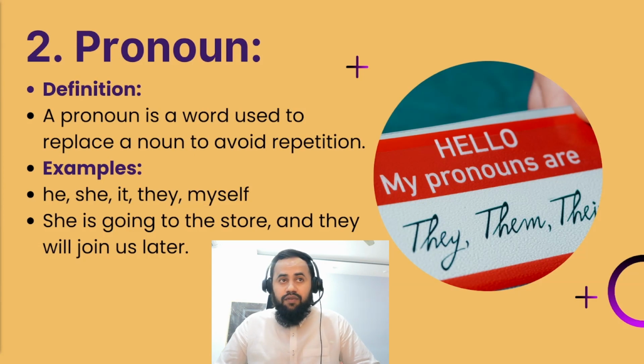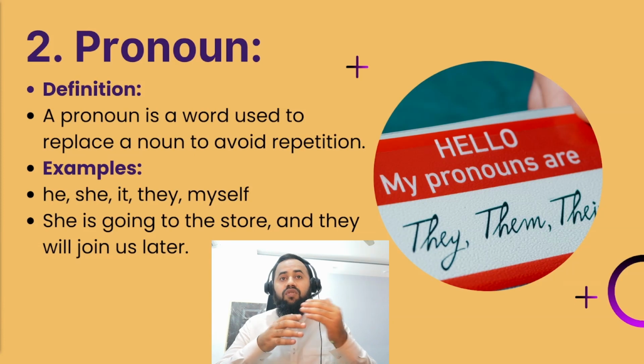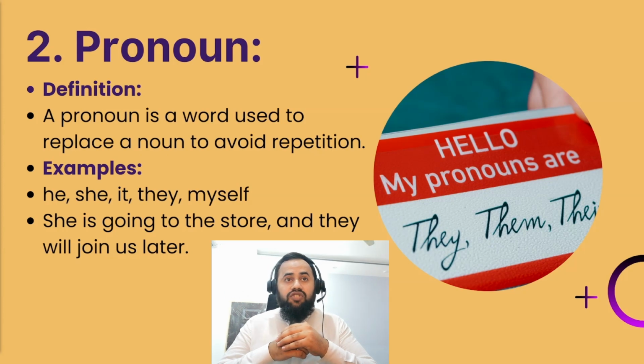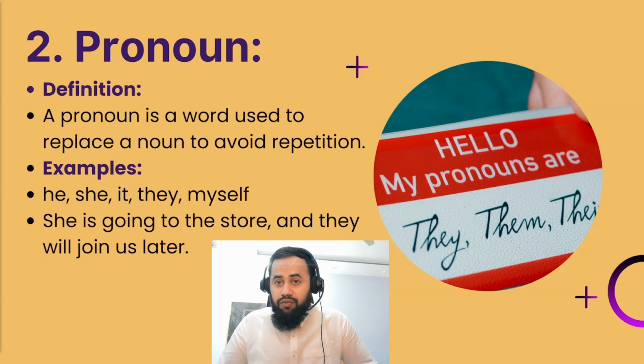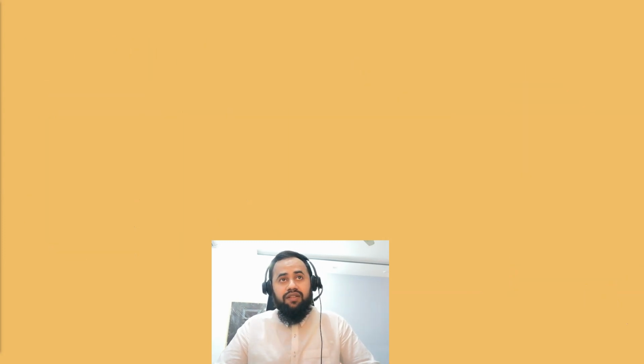The example we have here is: She is going to the store, and they will join us later. Suppose that Alia is going to the store, then we replace the name Alia with she. So she is going to the store. We have just replaced the name of the person with another word to avoid repetition, and that word is a pronoun. And they will join us later. So they is also a pronoun. That's it for pronouns. Let's move to another one.